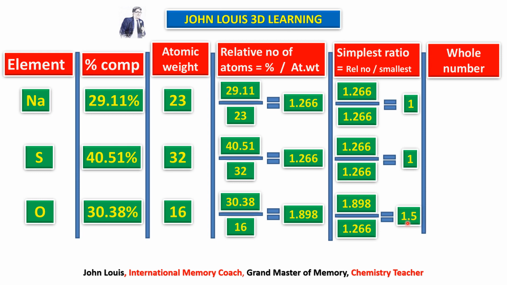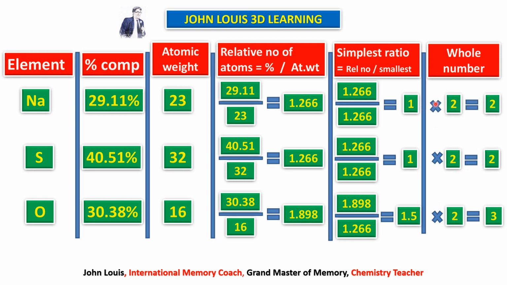Suppose it is 1.9, we can make it 2. If it is 1.1, we can make it 1. Here it is 1.5, exactly in the middle. Therefore it cannot be either 1 or 2, am I right? Therefore we can make it a whole number by multiplying it by 2. If you multiply this by 2, you will get 3, am I right? Therefore multiply every simplest ratio by 2 in order to make it a whole number. Similarly, you multiply all the other simplest ratios also by the same number 2.